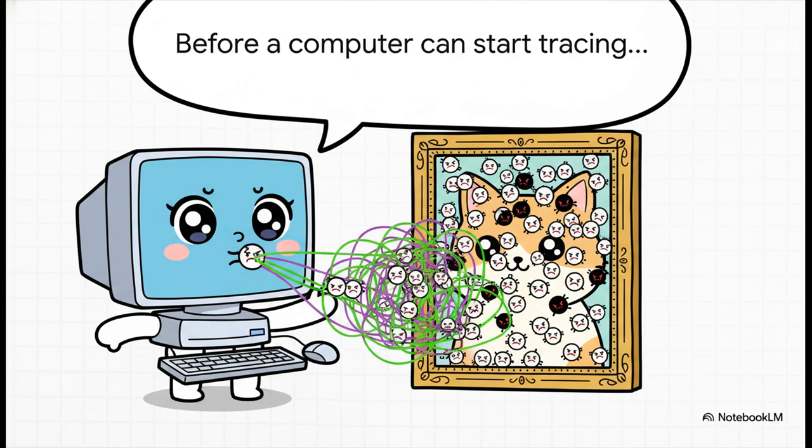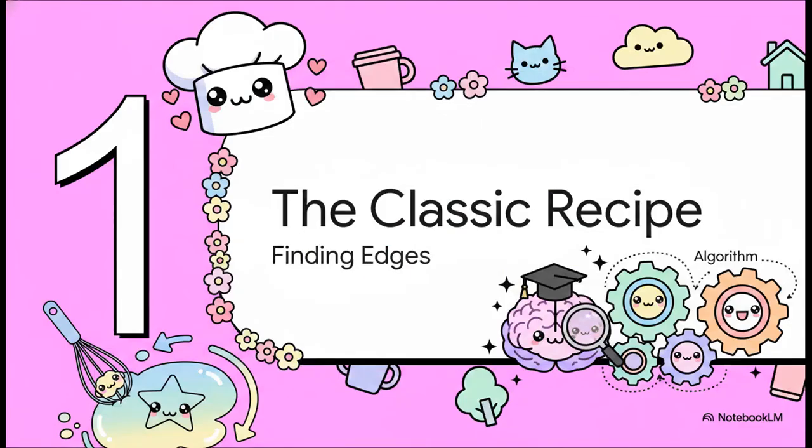Okay, but it's not that simple. Before a computer can even think about tracing those lines, it has to deal with a huge problem: noise. You know, that grainy salt and pepper look you get in photos, especially when the lighting's bad. To a computer, every single one of those little dots looks like a potential edge. It's total chaos. So how do you solve a problem like that?